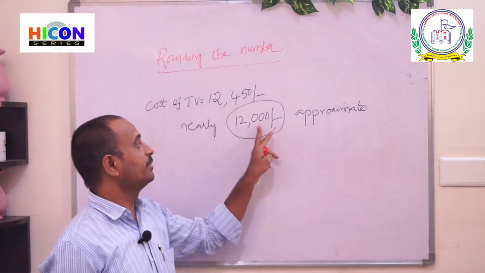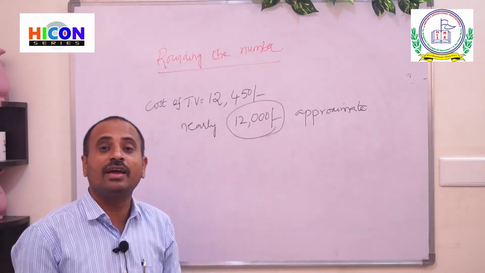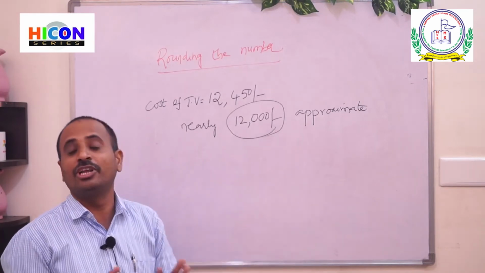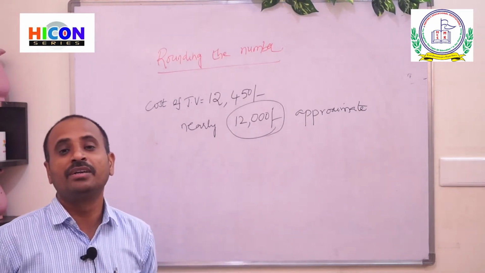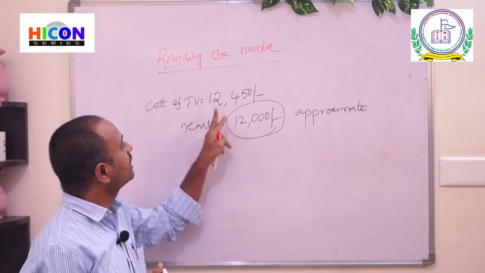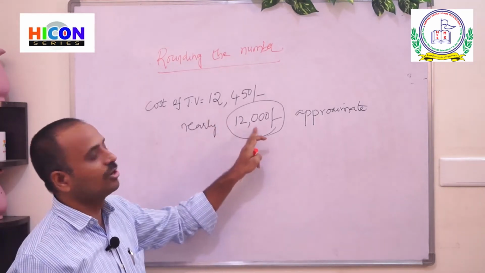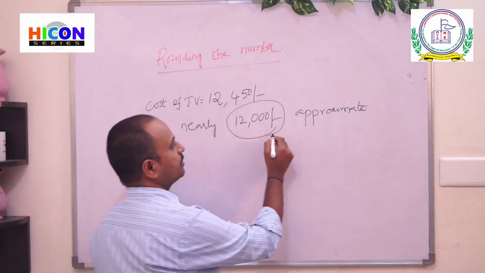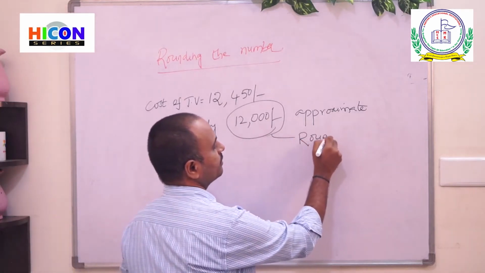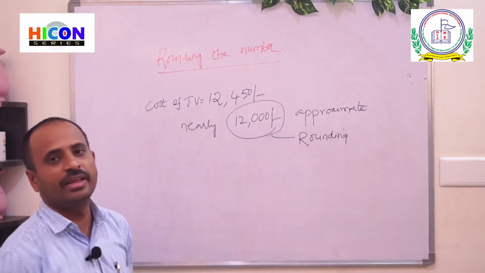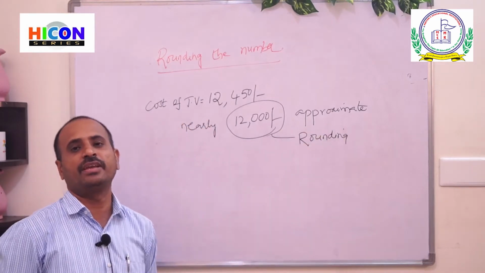And this approximate number is not the exact number. It does not give the exact number, but it gives the number which is nearer to the exact value. So this number is called rounded number. In this way, we can use this concept of rounding in some situations in our daily life.